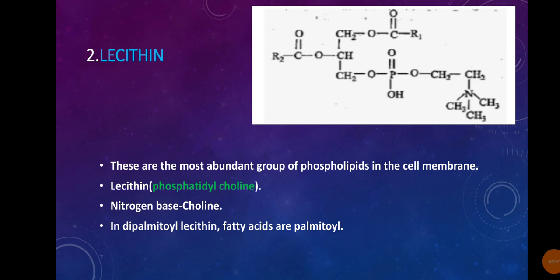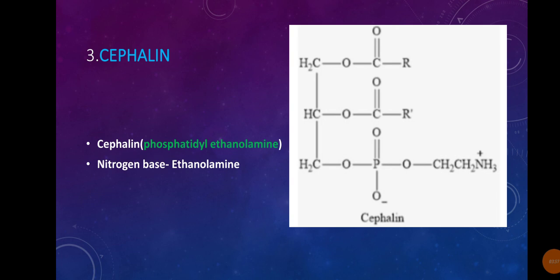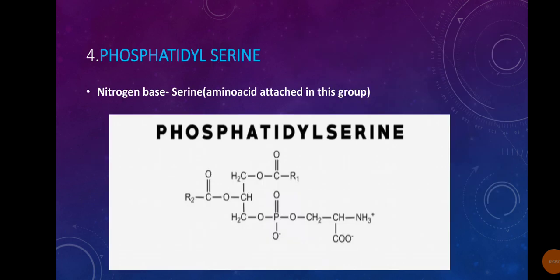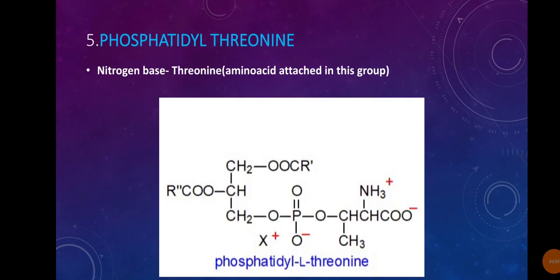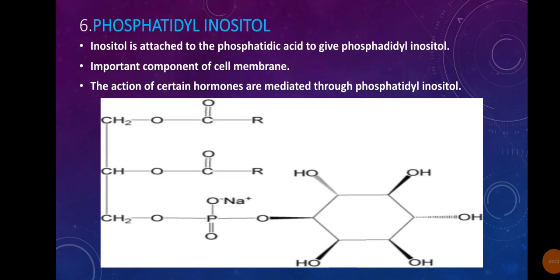Lecithin, or phosphatidylcholine, has the nitrogen base choline. In dipalmitoyl lecithin, the fatty acids are palmitoyl. Cephalin, also known as phosphatidylethanolamine, has the nitrogen base ethanolamine. In phosphatidylserine, the nitrogen base is serine, an amino acid attached in this group. Phosphatidylthreonine. Threonine is the amino acid attached in this group. It is the nitrogen base.